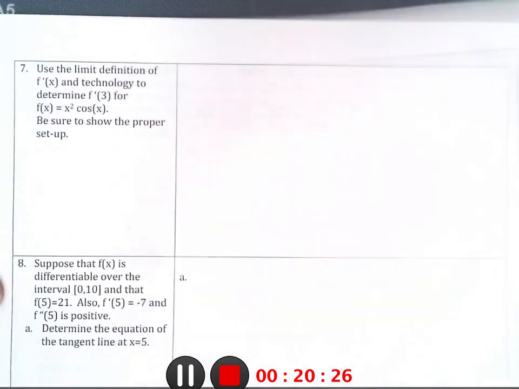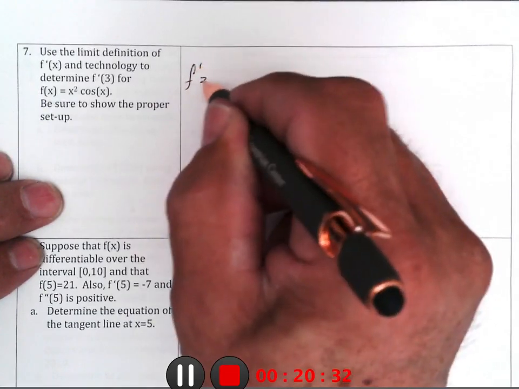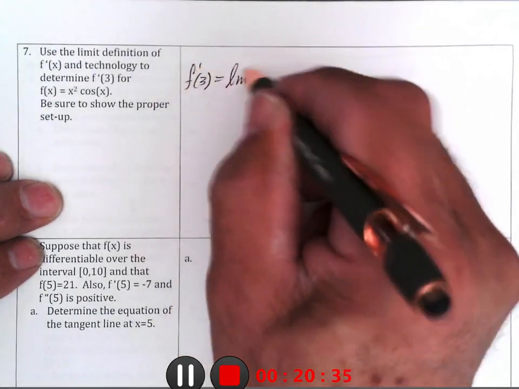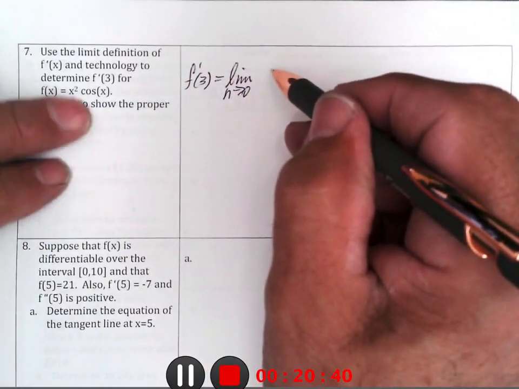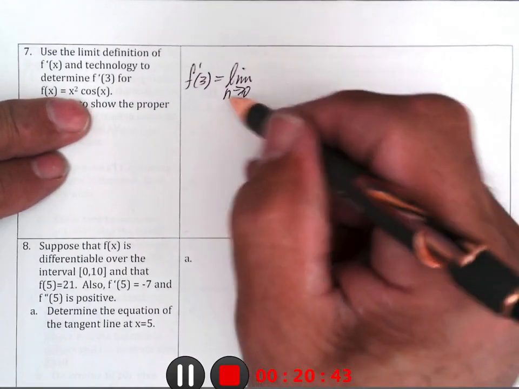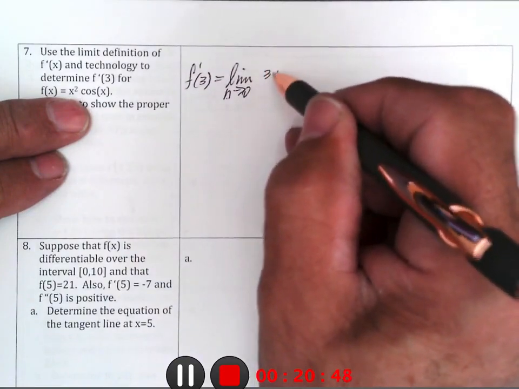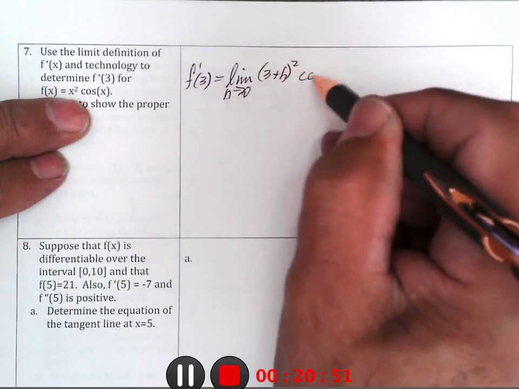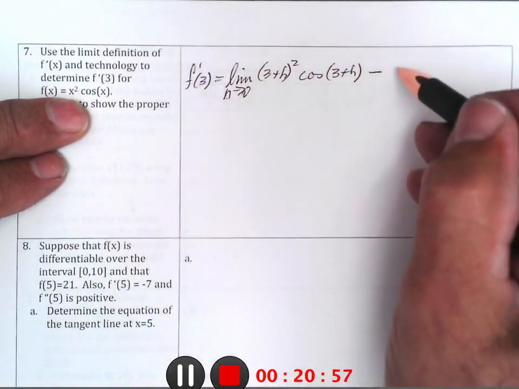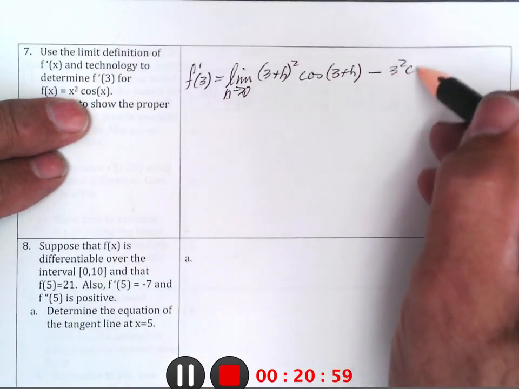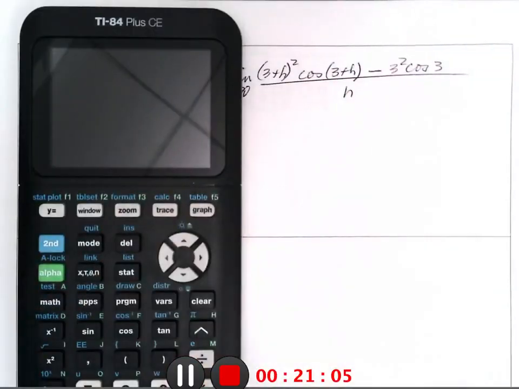And so if we're going to use the limit definition, that'd be f prime of 3 is equal to the limit as h approaches 0 of this function with 3 plus h and then with just h. So it's going to be 3 plus h squared cosine of 3 plus h minus 3 squared cosine 3, over h. And I'm going to type that one in because some people had trouble with that.